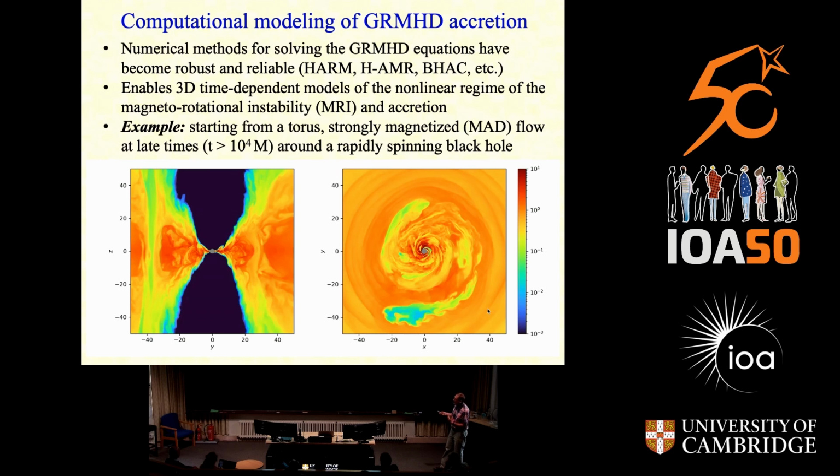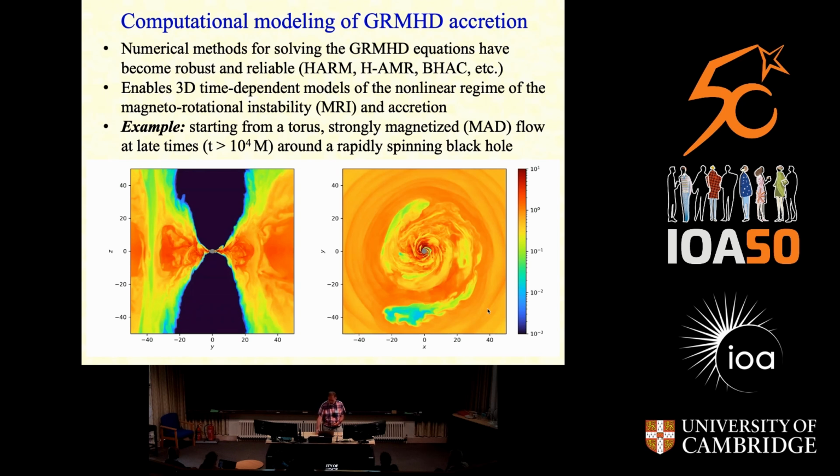And these codes enable you to model in 3 dimensions and in a time-dependent manner the nonlinear regime of MHD instabilities, like the magnetorotational instability. We think that's fundamental for driving angular momentum transport and accretion in these flows. So we can gain an understanding in the nonlinear regime, something that's very difficult to do analytically, through these numerical calculations. And so doing these kinds of calculations has become standard.